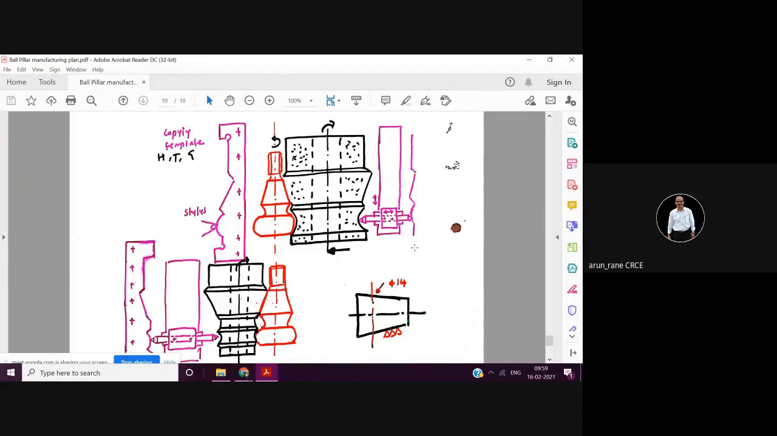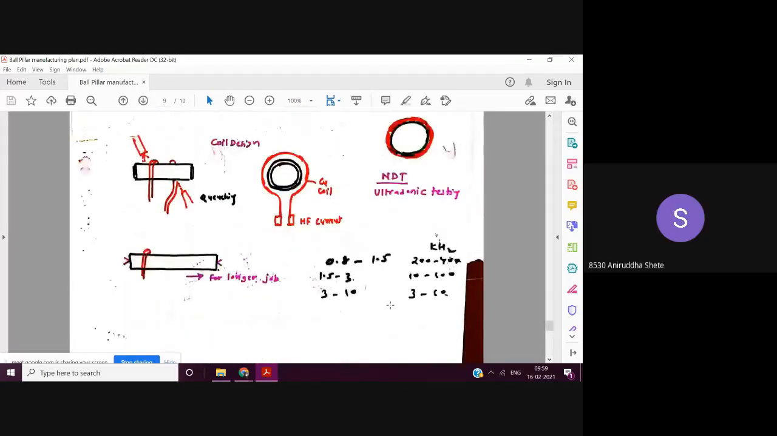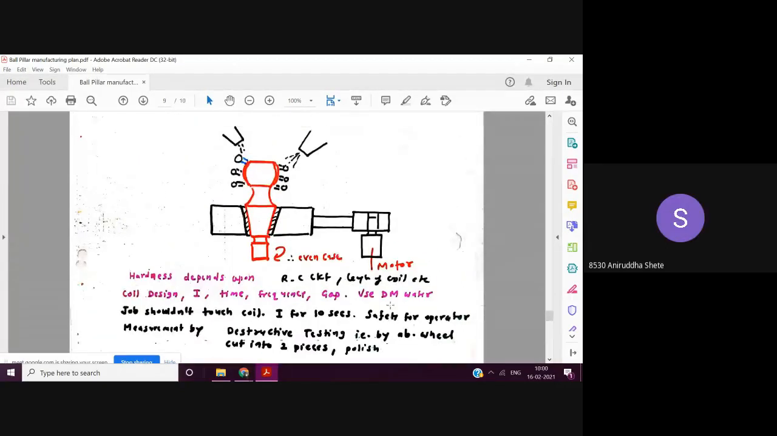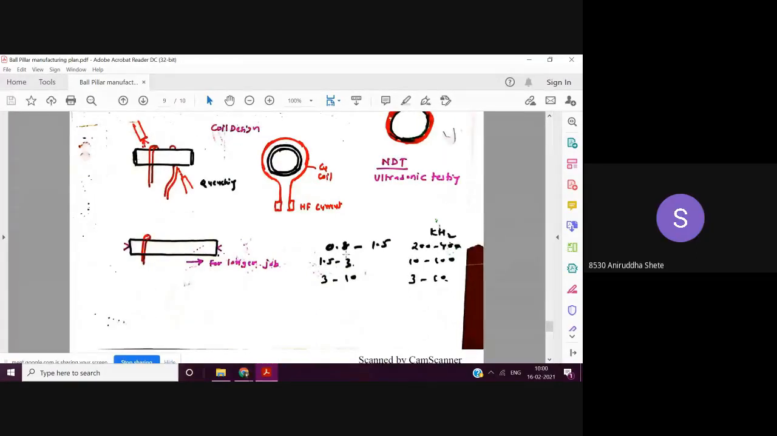Yes, you are asking something? Sir, in the previous slide you showed the frequency and the case hardening depth. Yeah, below, these are the coil designs, the frequencies. Sir, the frequencies are in kilohertz? Yes, kilohertz frequency. Sir, why is it that if the frequency is reduced, the hardening depth increases?